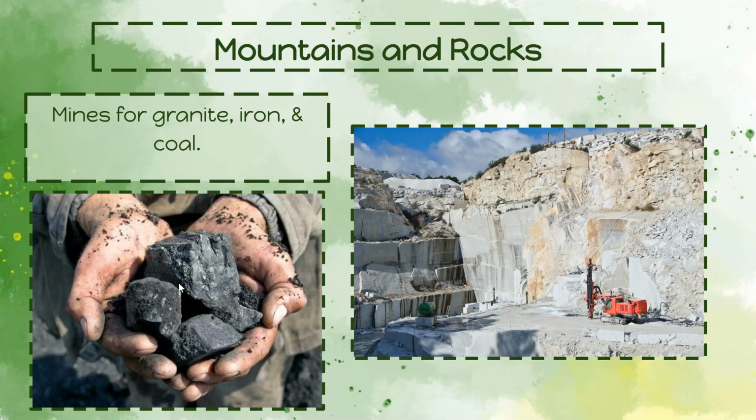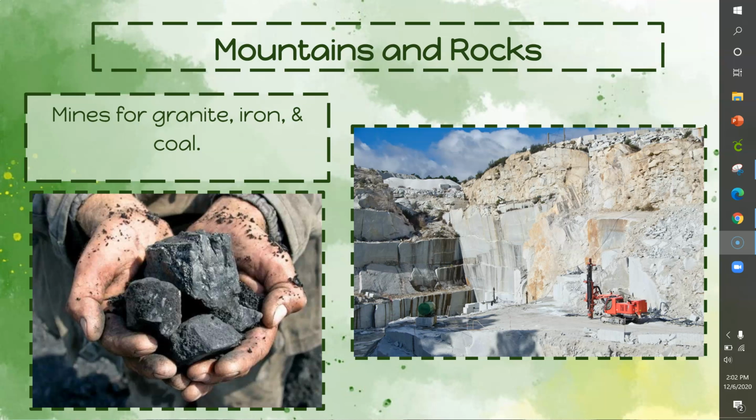Another natural resource comes from the mountainous areas and the rocky areas, especially where the Appalachian Mountains are found. Here we can find granite, iron, and coal. Miners dig for these natural resources. They are found underground. That's one thing that is unique about these natural resources of granite, iron, and coal. They're found underground. How is that different from the other natural resources we have discussed?